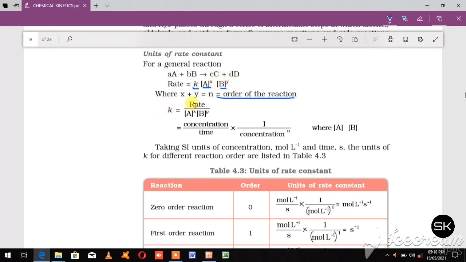Then k is equal to rate divided by the concentration of A to the power x and the concentration of B to the power y. The overall order of this reaction is n. So the unit of rate is concentration per time, that is mole per liter per second, into 1 by concentration to the power n, where n is the overall order.